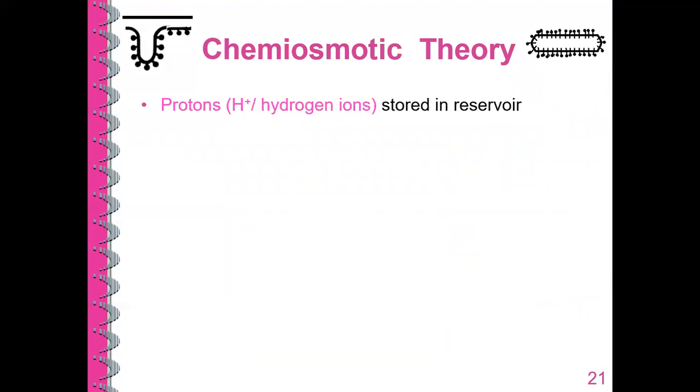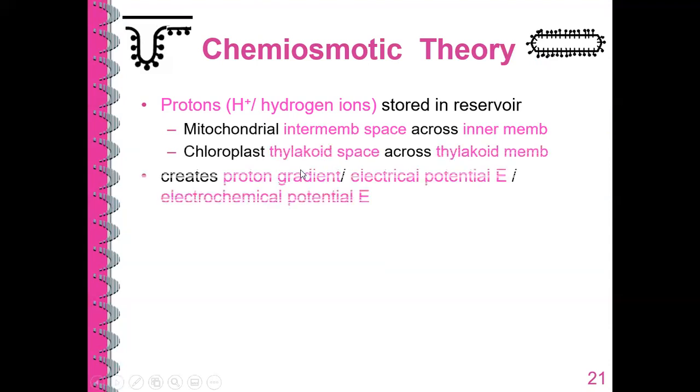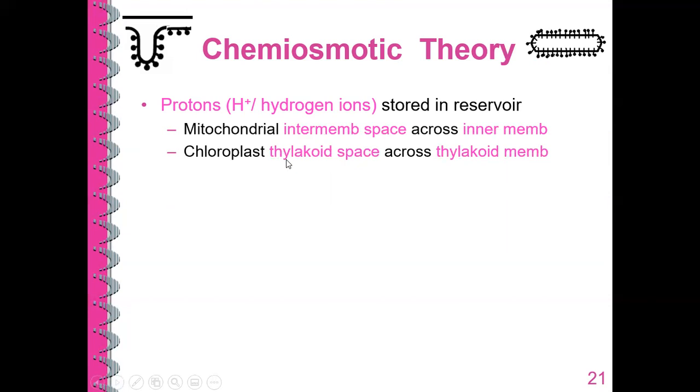Chemiosmotic theory says that protons, or H plus, or hydrogen ions, are stored in the reservoir. Now you cannot say reservoir in the exam. You have to tell me exactly where. I use the word reservoir so that you can relate it to the hydroelectric dam, but if you open all the textbooks, they never say reservoir. It's for you to easily understand and remember only. So you need to say where. In the mitochondria it is the intermembrane space, and in the chloroplast it is the thylakoid space.